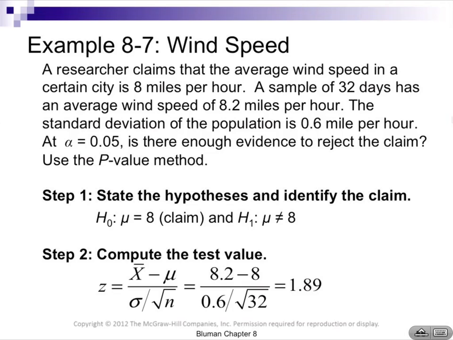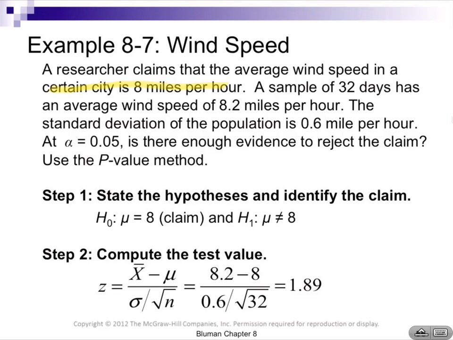Okay, so our mu is equal to 8. Now, is there enough evidence to reject the claim? So his claim is the average wind speed is 8 miles an hour, and we have our sample. His claim is that it is 8 miles per hour.